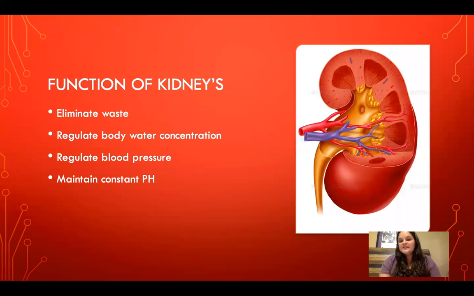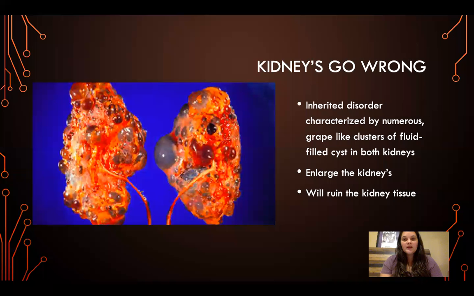Before you talk about diseases, it's always good to know what the functions of the kidney are. The function of the kidney is it eliminates waste, regulates body water concentration, regulates blood pressure, and maintains constant pH. You always want to have a constant pH because you need to have a homeostasis balance. And it also eliminates waste from the blood.